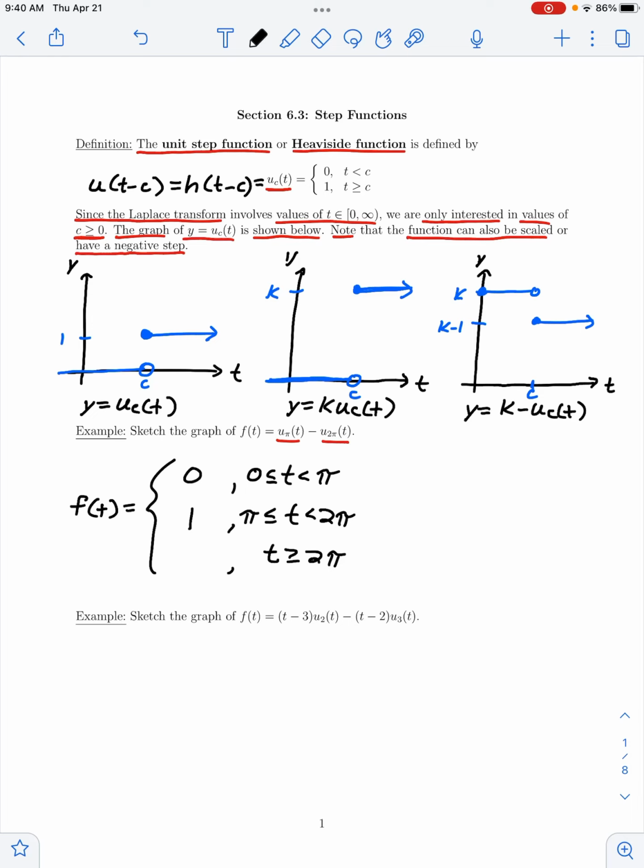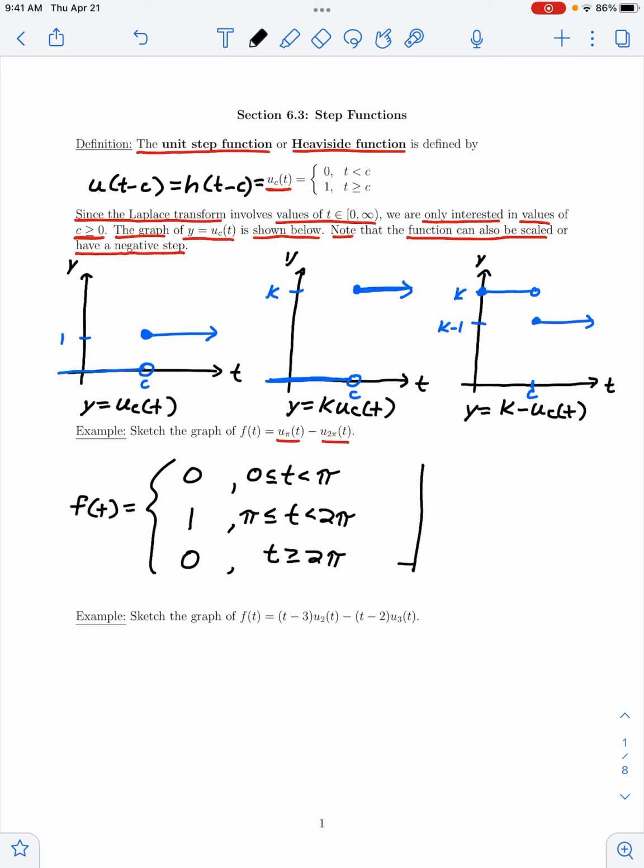And for all time greater than or equal to 2 pi, both of these unit functions have made their jump from 0 to 1. So I would have 1 minus 1, which takes me back to 0.